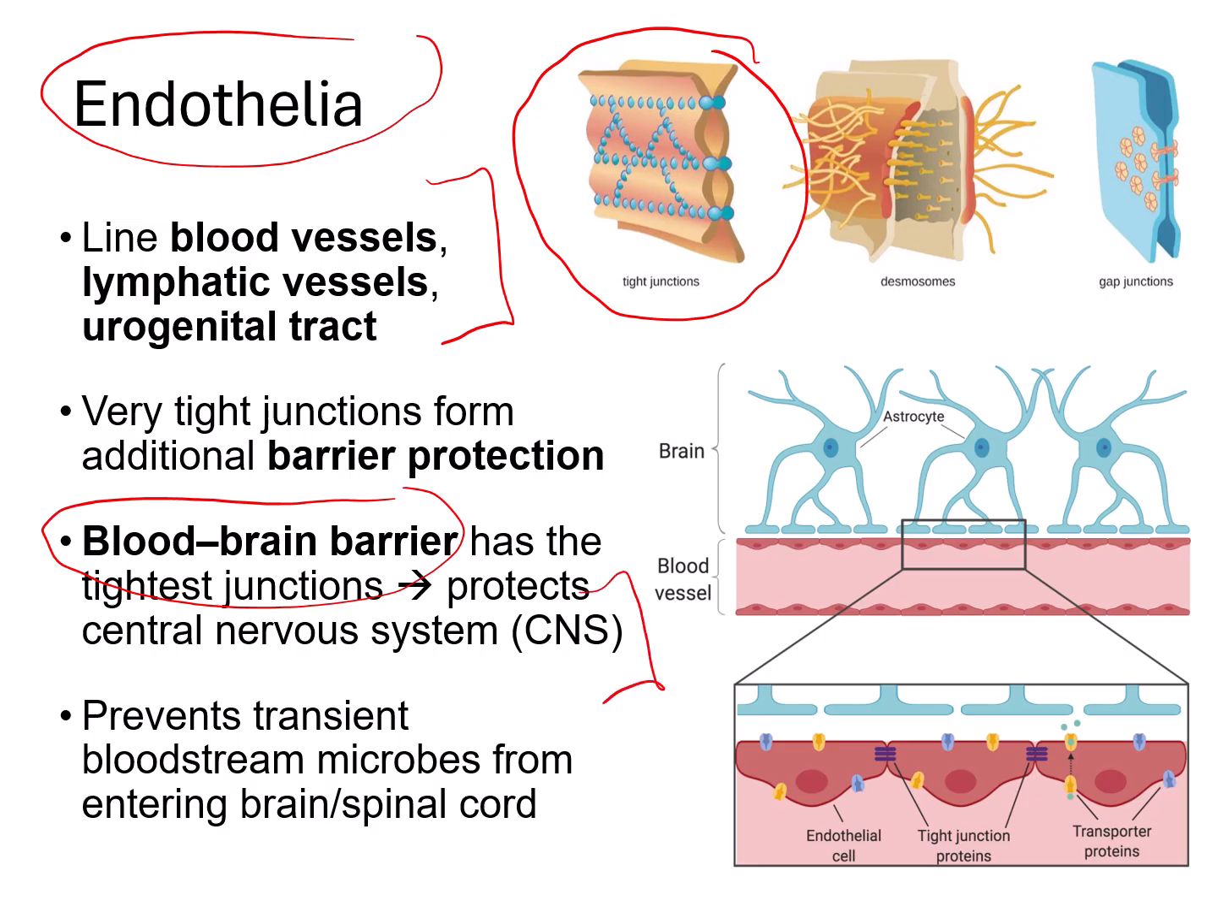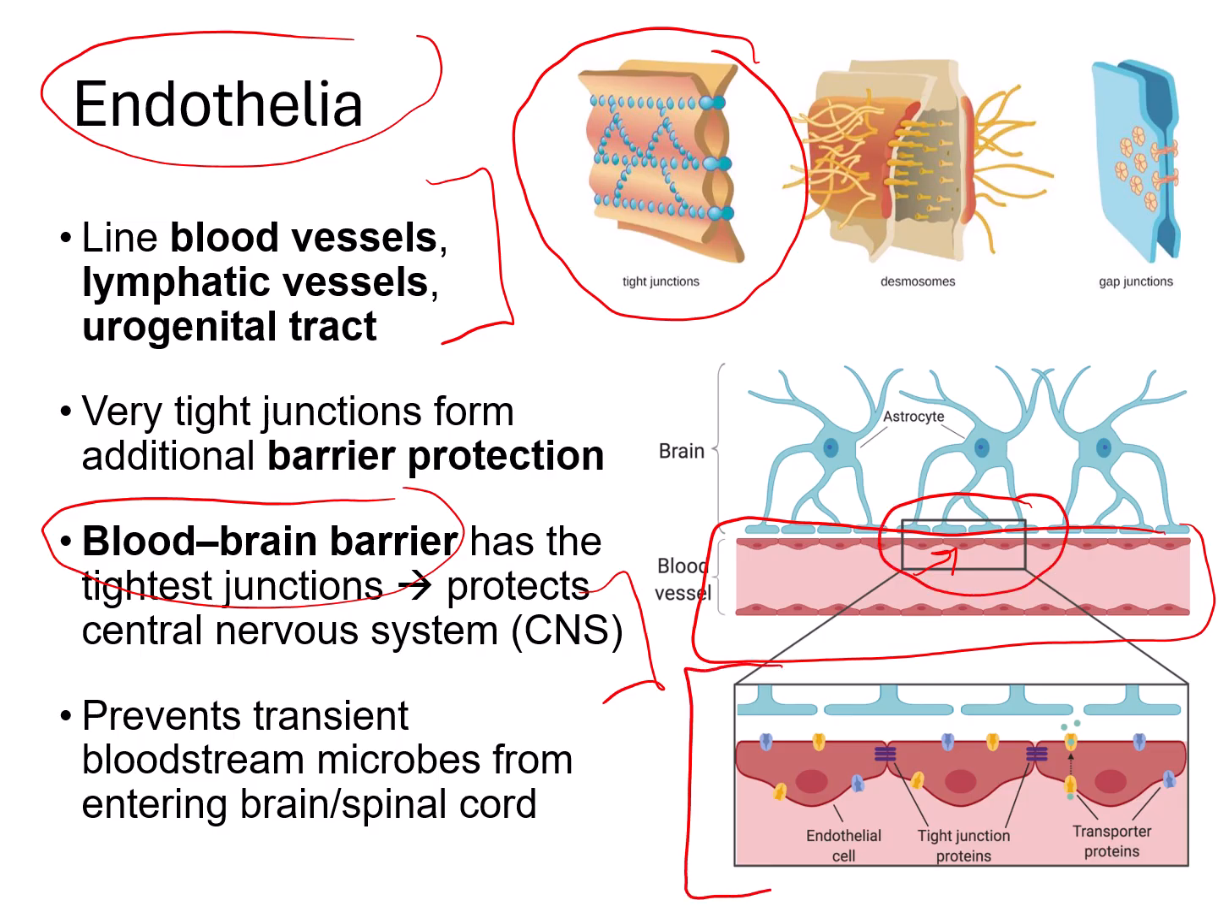the central nervous system. And here I have a picture of a blood vessel lined by the endothelial cells, and if you zoom in this box, you can see this over here. The endothelial cells are connected by tight junctions. So if there happen to be any microbes over here, for instance, in the blood, they would not be able to enter the brain or the spinal cord. The tight junctions would prevent that from happening.